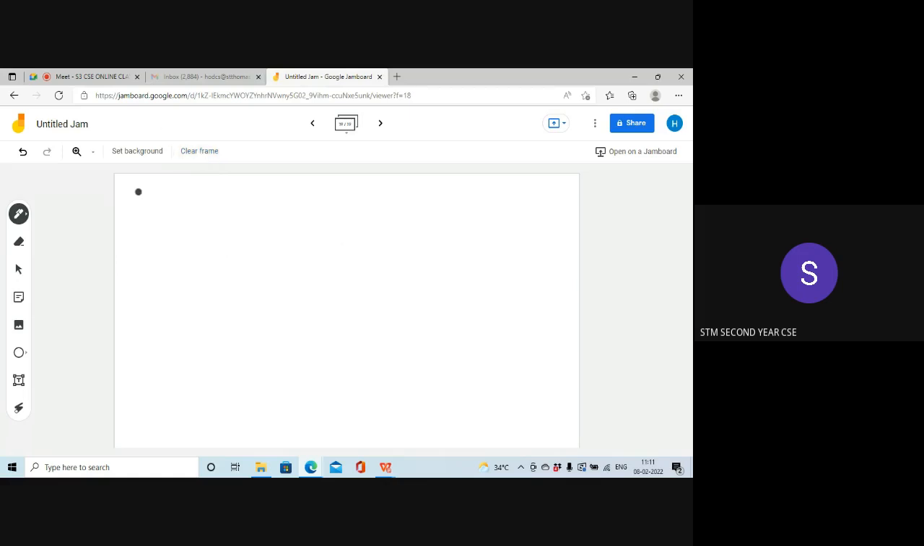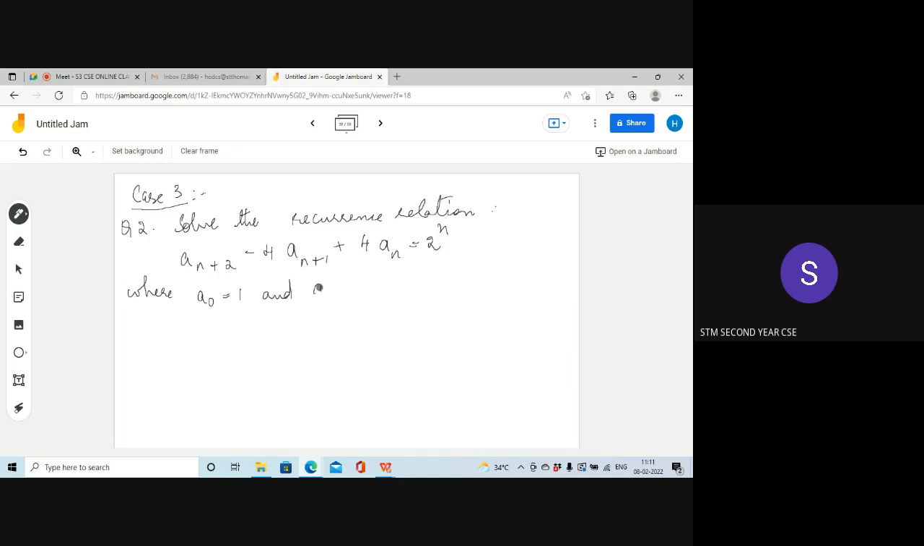Question 2, case 3. Solve the recurrence relation a n plus 2 minus 4 a n plus 1 plus 4 a n is equal to 2 raised to n, where a0 is equal to 1 and a1 is equal to 1.